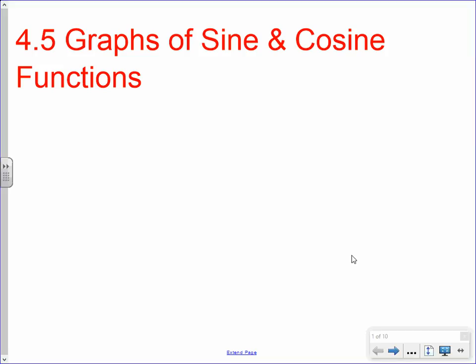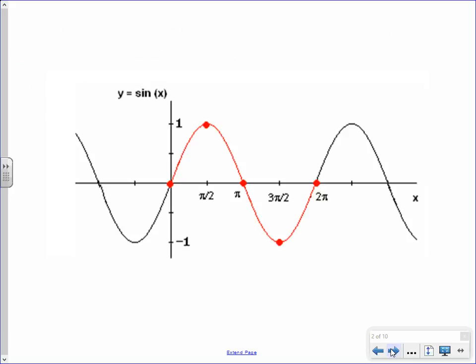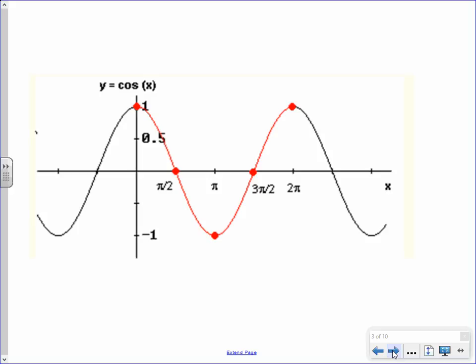So yesterday you drew these graphs. This is y equals sine of x, period of 2 pi, amplitude of 1. Looks like an S for sine. That's how I like to remember it. Here, y equals cosine of x, once again, period 2 pi, amplitude 1.